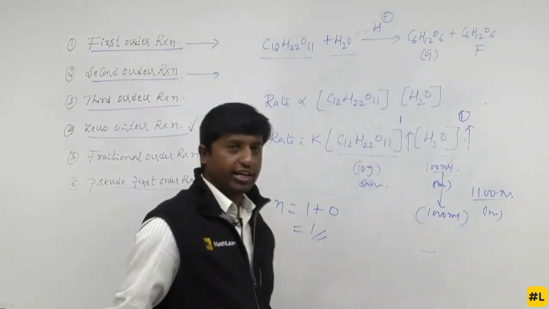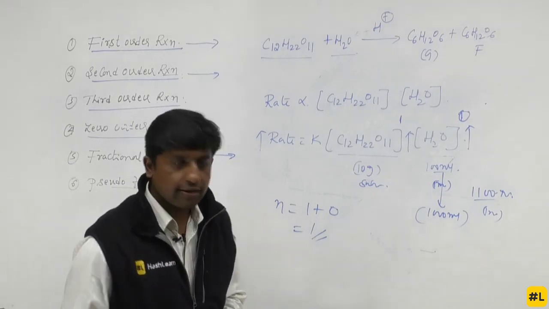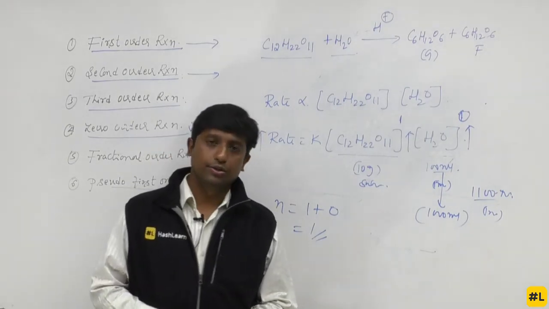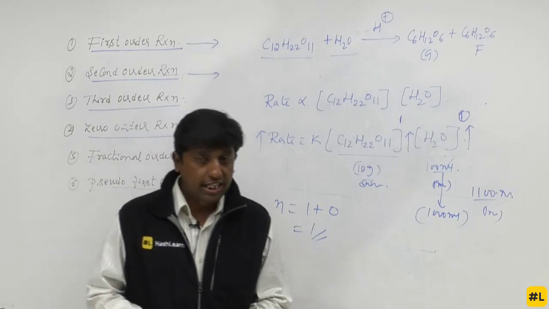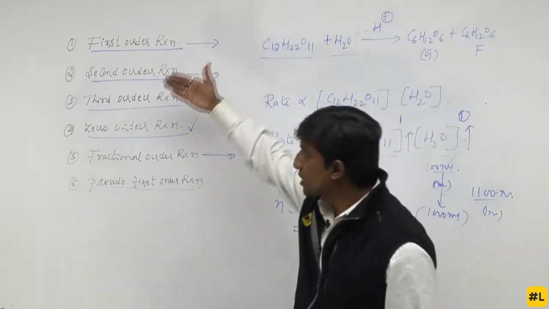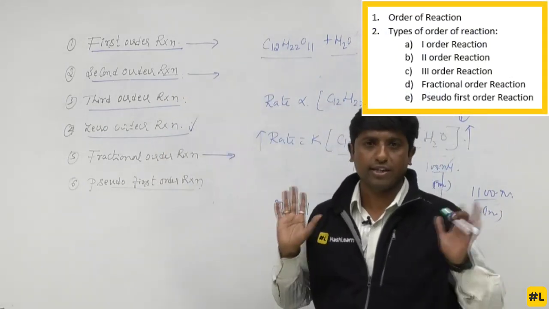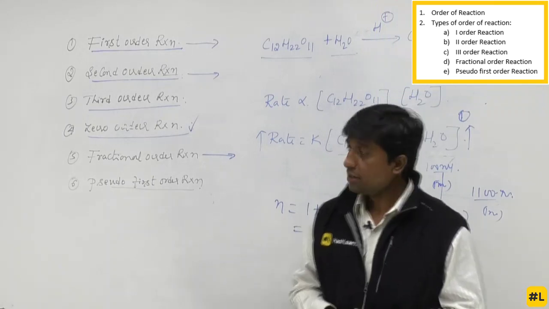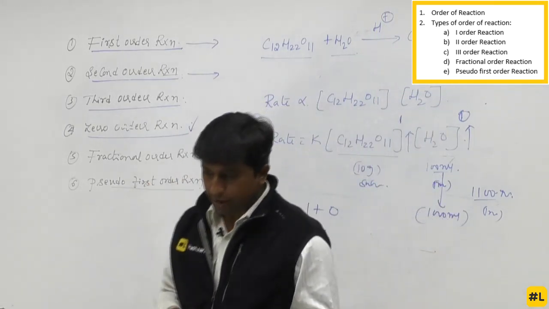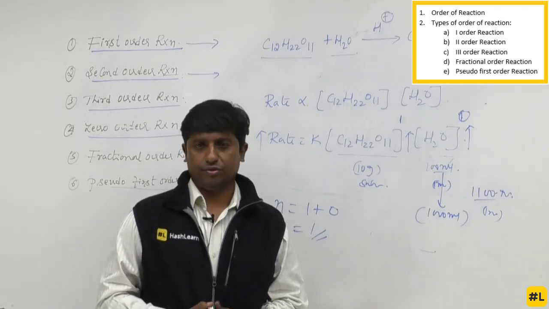The example which I have taken is the inversion of cane sugar. Students, with this I conclude today's class. In today's class, I discussed what is order of reaction, types of order of reaction with examples. Very, very important. Is it clear? So you should understand this. When you understand the order of reaction, the entire chemical kinetics becomes easier for you.